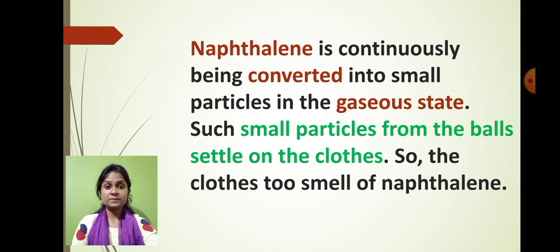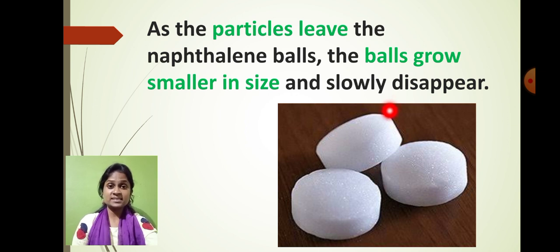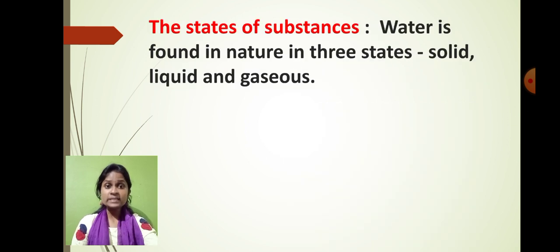And again, the naphthalene ball is used in the toilet also. As I told you, the naphthalene ball is continuously being converted into small particles. These particles leave the naphthalene ball, so the ball grows smaller in size, and then slowly the naphthalene ball disappears. So this is the reason why our clothes smell like the naphthalene ball, and why after some days the naphthalene ball disappears. Okay, what else have we learned?